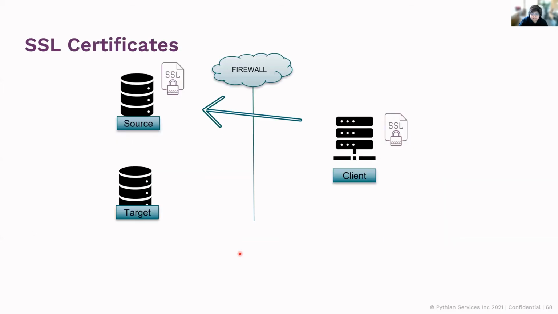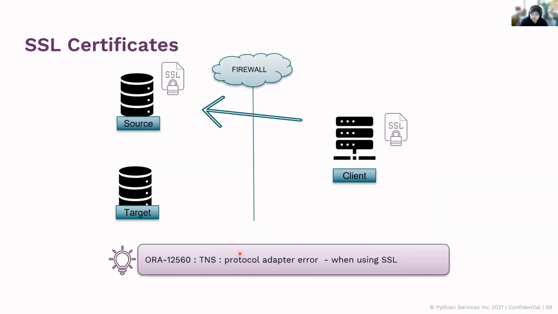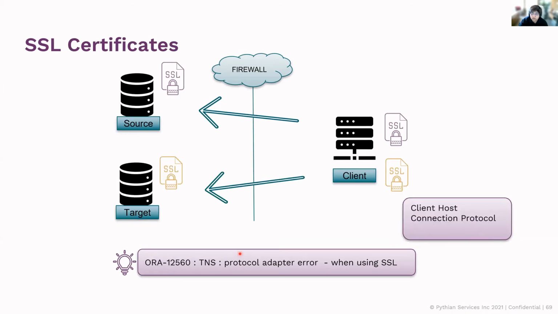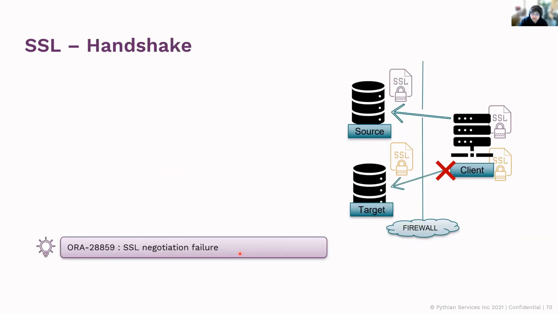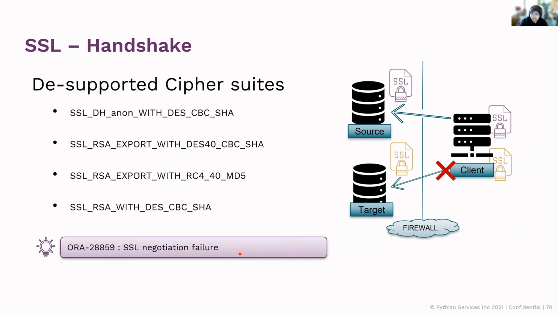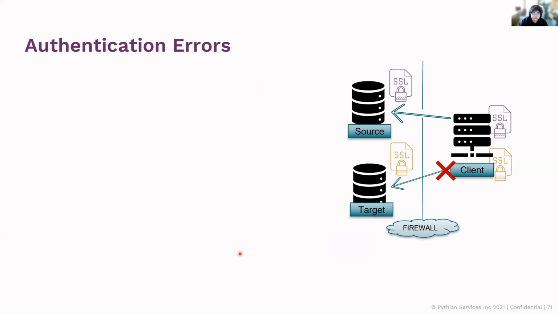Similarly, if you've got an SSL certificate, you could run into this if your SSL certificate changes, right? So what you want to identify is which of your clients use a TCPS protocol. Another thing that you might run into is an SSL negotiation failure. This could happen if you are still using desupported cipher suites. For this, what you want to know is the client version that your clients are running, right?